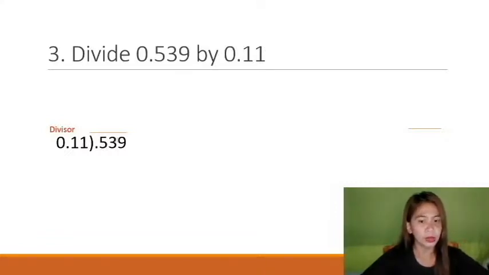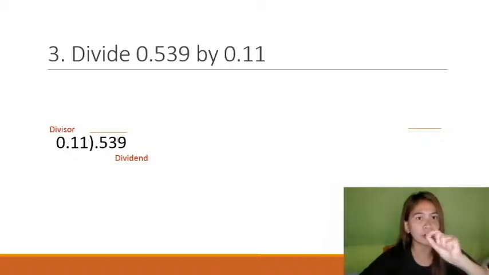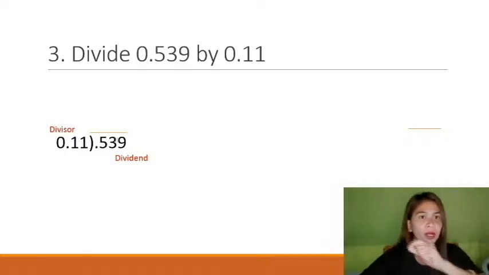0.11 is your divisor, and 0.539 is your dividend. The goal is the same: the divisor should be a whole number, so we still move the decimal point. You can multiply like in the first example, or you can directly move the decimal point. Since it is 0.11, you move the decimal point twice.